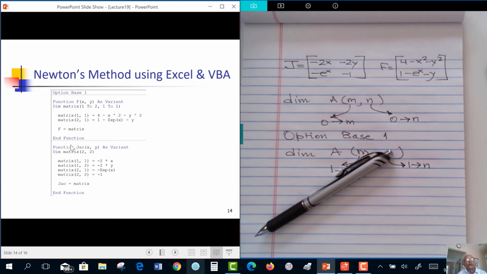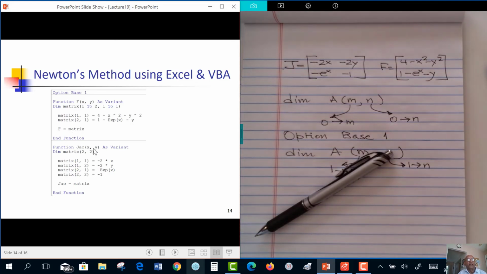Notice later on when I'm going to do Jacobian, I could do 1 to 2 and 1 to 2. But since I set my option base at 1, you can see I can write it in a more compact notation. So I could have written here 2 comma 1. So my matrix 1 1 is my first function, second function 1 minus exp minus y, and then I say this f is this 2 by 1 matrix.